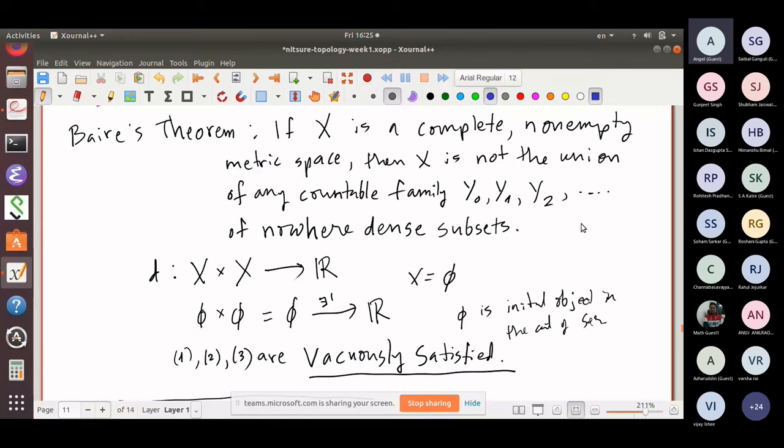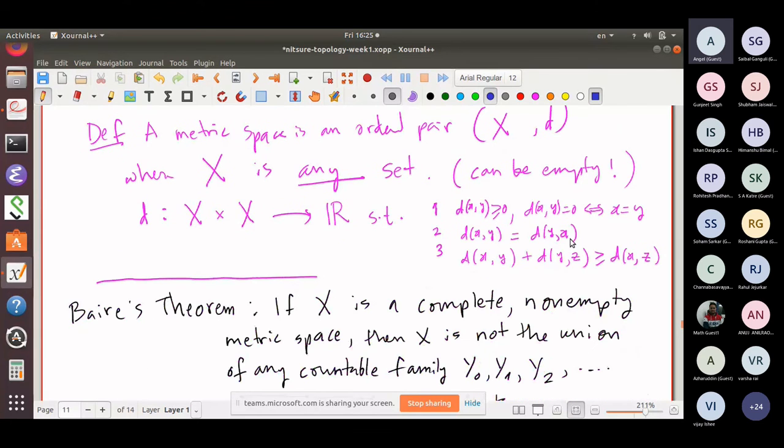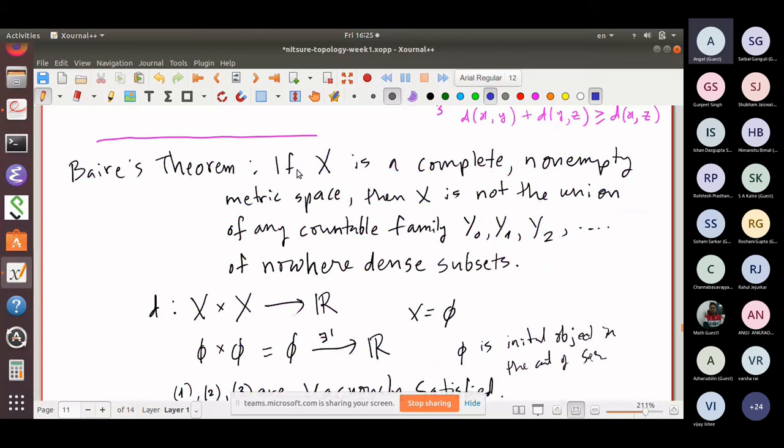Have you seen Baire's theorem, any of you, anytime? Sometimes it's called the Baire category theorem, but that word category has nothing to do with category in our sense. So this is a very important theorem and it requires non-emptiness.